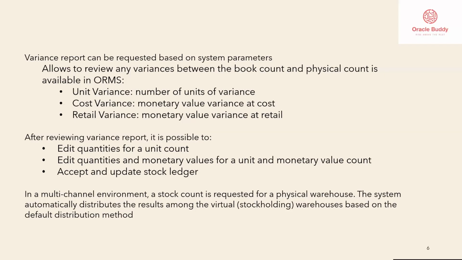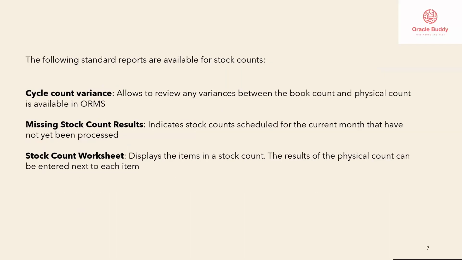In a multi-channel environment, a stock count is requested for a physical warehouse. The system automatically distributes it among the virtual or stock holding warehouses based on the default distribution method. The following standard reports are available for stock count. First one is cycle count variance, which allows you to review any variance between the book count and physical count available in MFCS. Missing stock count results indicate stock counts scheduled for the current month that have not yet been processed. Stock count worksheet displays the items in a stock count. The result of the physical count can be entered next to each item.